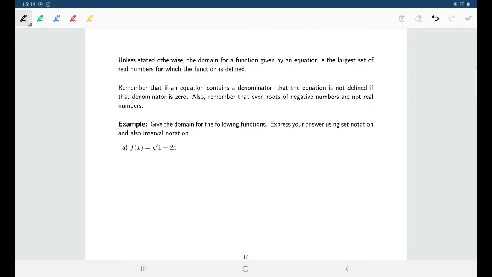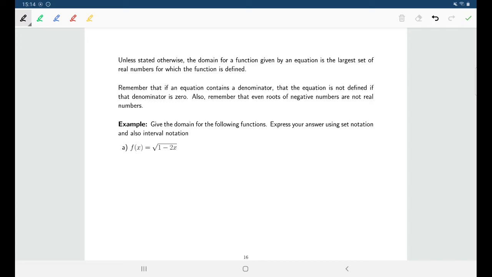But for some other kinds of functions, there are restrictions. Namely, if you've got something where there's a denominator, then you know that the denominator can't be 0 because that would make things undefined. Or if you had something that was a root, square roots of negative numbers are not real numbers, so you can't have the inside of a square root being negative. These are the sorts of things you'll be thinking about when you're coming up with the domain of your function.